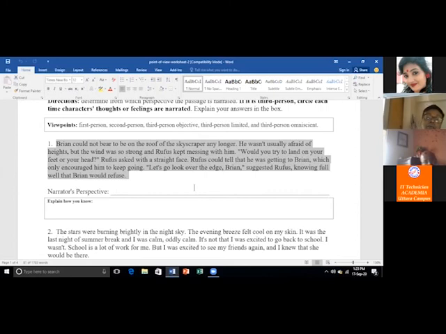Here: Brian could not bear to be on the roof of the skyscraper any longer. He was not usually afraid of heights, but the wind was so strong and Rufus kept messing with him. Would you try to land on your feet or your head? Rufus asked with a straight face. Rufus could tell that he was getting to Brian, which only encouraged him to keep going. Let us go look over the edge, Brian, suggested Rufus, knowing full well that Brian would refuse. Now you will have to take this passage into consideration to determine what type of perspective is here.